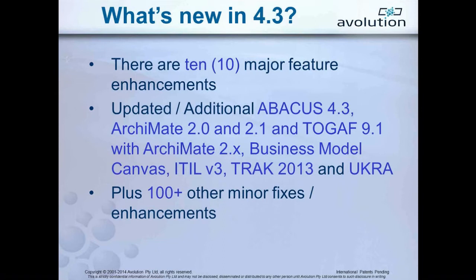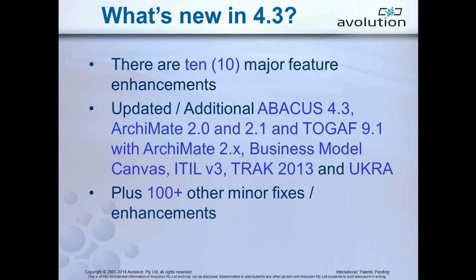There's a number of new libraries or frameworks we've deployed with this release. The ABACUS library itself has been updated. That's one that is a hybrid anyway. It uses frameworks like TOGAF and business process modeling notation and some other standards from the OMG as well. We've updated the Archimate libraries since ABACUS 4.2. Archimate has come out with some new versions of their standard.